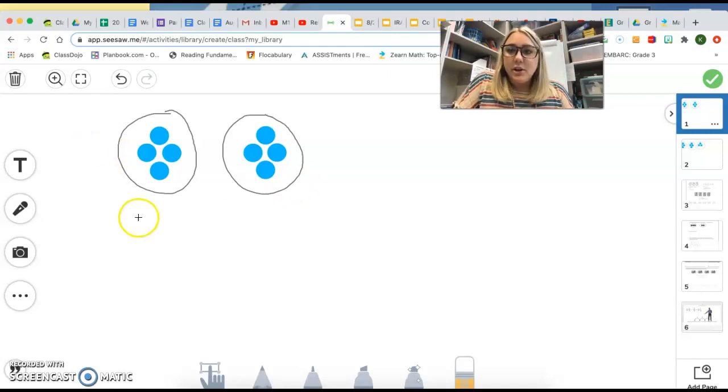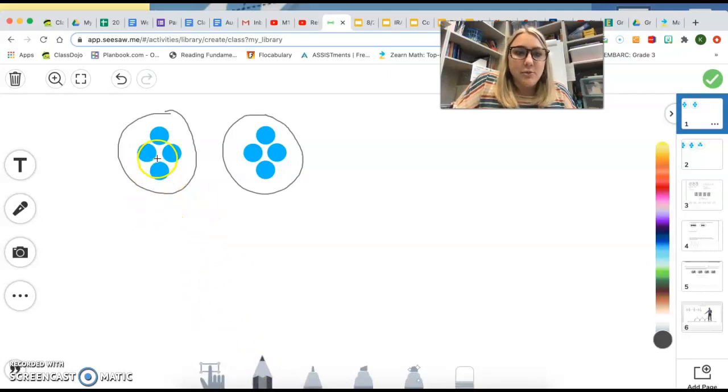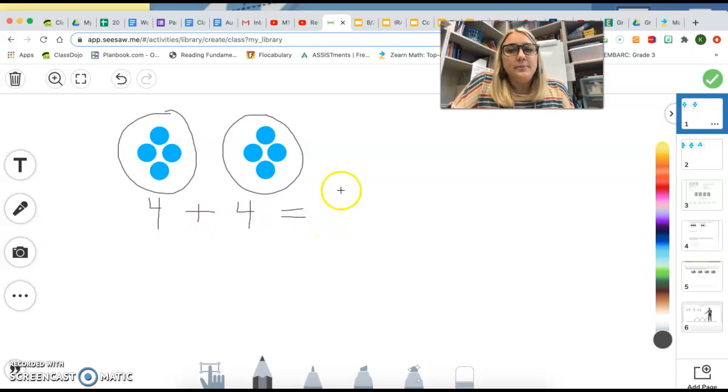So let's look at these, and we're going to create some different ways to explain these two equal groups that we have. So first off, let's start by using repeated addition. In this group right here, I have 4. So I'm going to write that underneath. And then in this one, they're equal, I have the same thing, right? I have 4. So 4 plus 4, that's a doubles fact, and that should be really easy. 4 plus 4 equals 8. Good job.